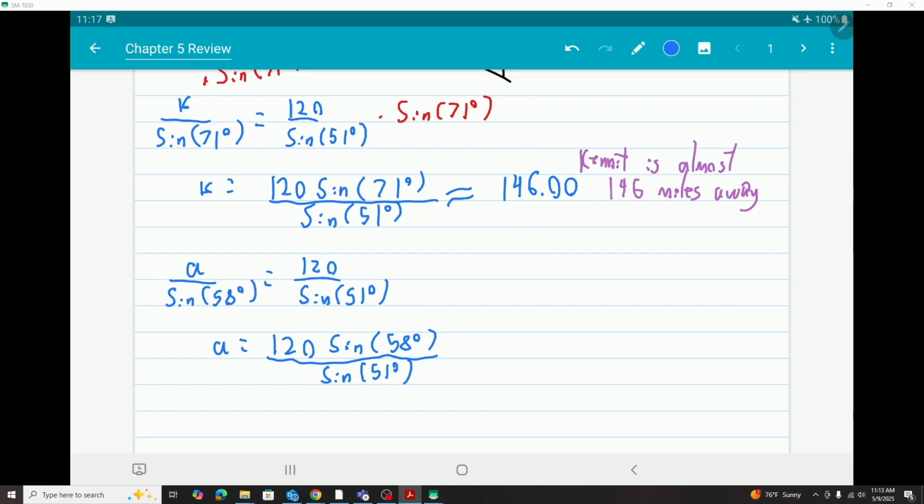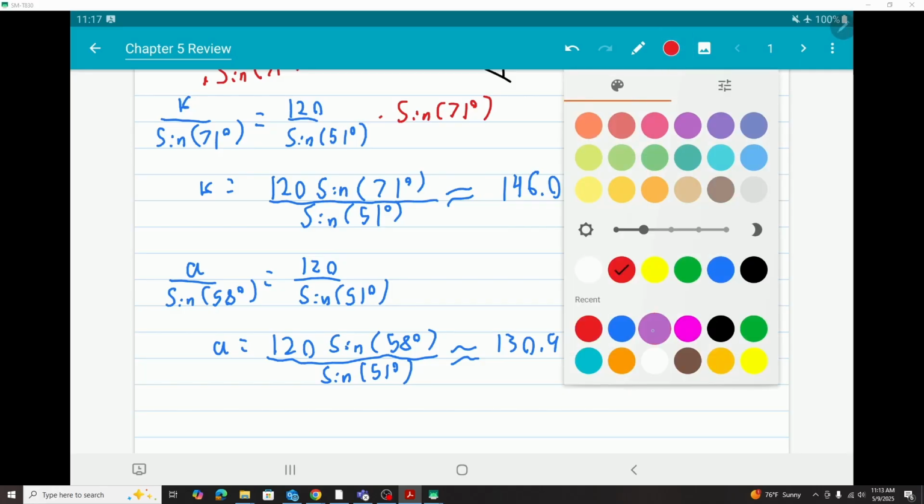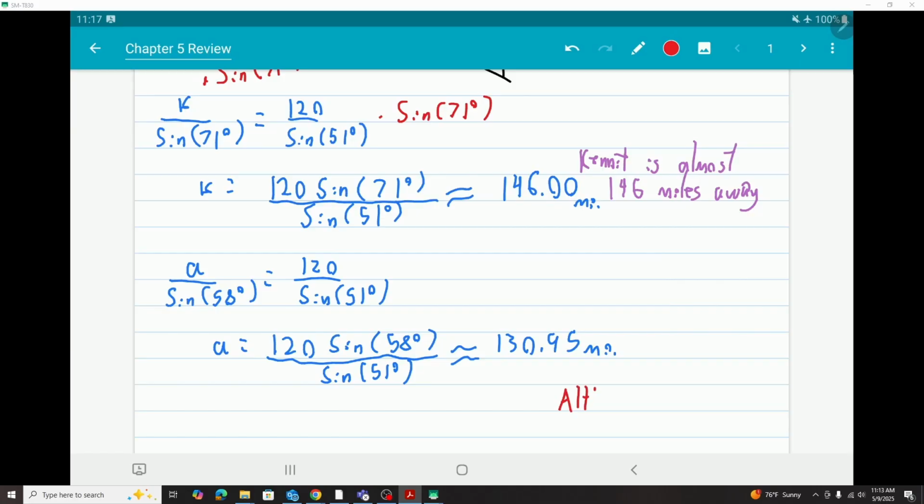Put this into the calculator. So 120 sine of 58 divided by sine of 51 gives us approximately 130, rounding to 2 decimal places, 0.95. And then in both of these cases, the answer is in miles. So we know Althea is about 131 miles. Kenneth's about 146 miles. So our final answer is Althea will get there first.